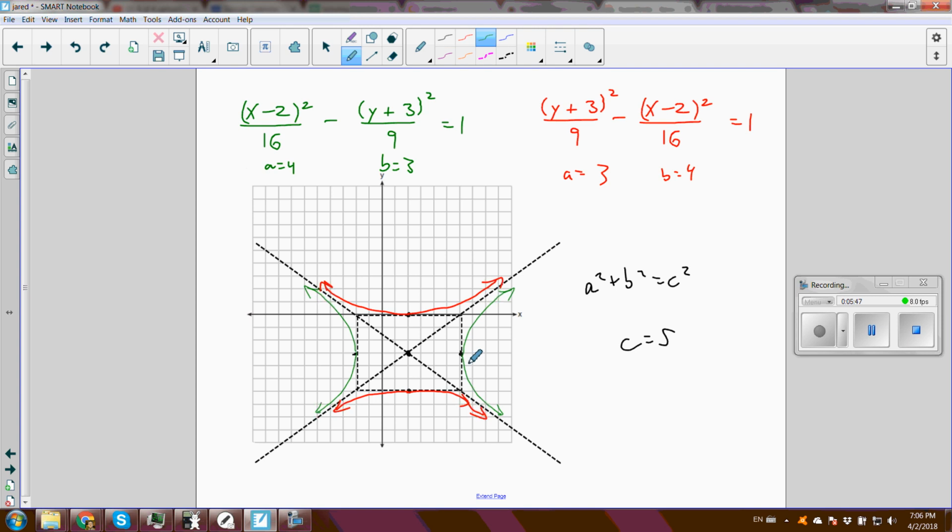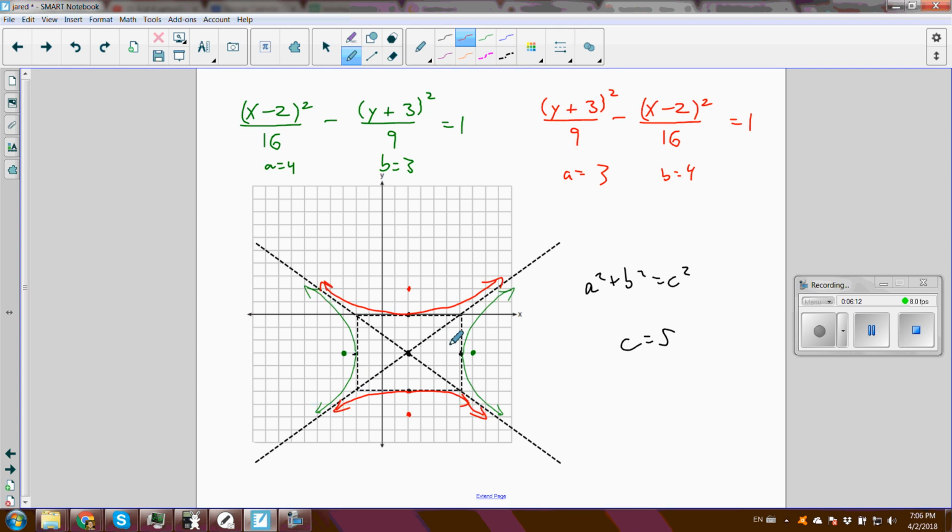So for the green hyperbola, the foci will be here and here, 5 left and right of the center. And for the red hyperbola, 5 above and below the center would be the foci, because 3 squared plus 4 squared would equal 5 squared in both of those cases.